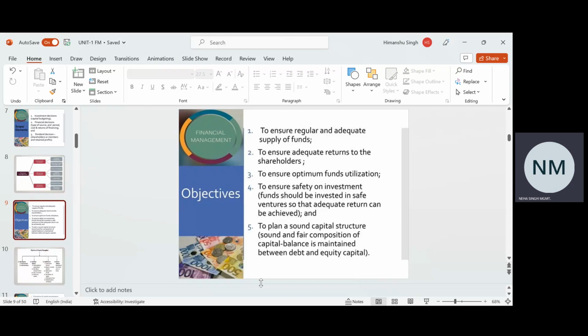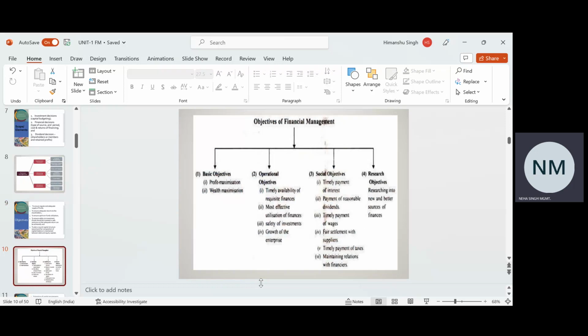By this term, we mean to invest the amount safely in those ventures which give adequate return to the company. And last is to plan a sound capital structure. In this, we maintain a balance between debt and equity. Right. Now, let us understand the objectives of financial management through this flow diagram.